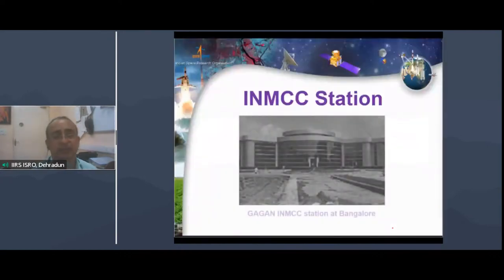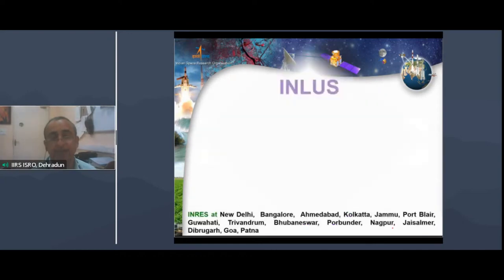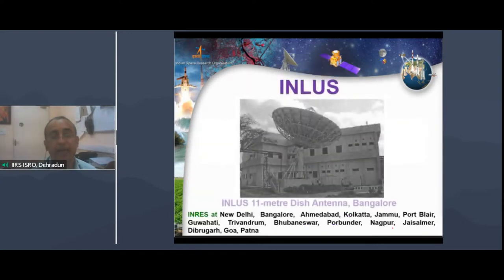If we see just the details of the INMCC station, INMCC station developed by ISRO for Gagan is located at Bangalore. INLUS, basically, is an 11-meter dish antenna in Bangalore, transmitting and uploading the corrections, along with the referencing stations at New Delhi, Bangalore, Ahmedabad, Kolkata, Jammu, Port Blair, Guwahati, Trivandrum, Bhubaneswar, Porbandar, Nagpur, Jaisalmer, Dibrugarh, Goa, Patna, and so forth.